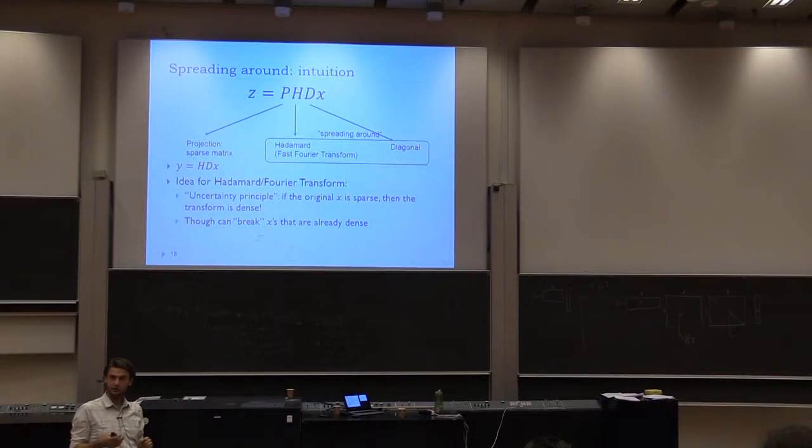Now, of course, it is a basis change. This means that there are original x's such that H of x, after the transformation, becomes sparse. In particular, this is the situation when x was dense at the beginning. So in some sense it breaks things. This is the reason why we need this matrix D and why it is random. D introduces enough randomness that the Hadamard matrix does not break things. This is the rough intuition. Now let's prove that these things work.